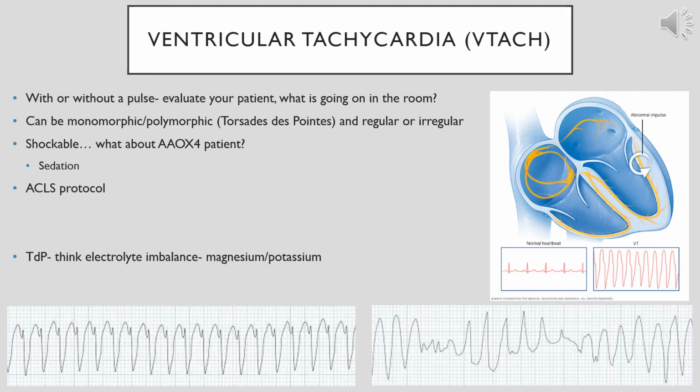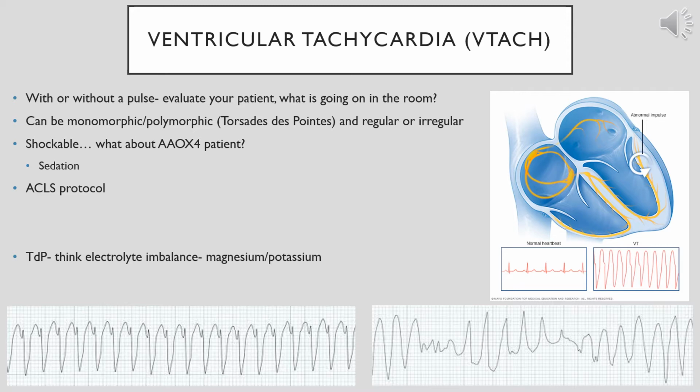also has this added measure where they need magnesium supplementation generally. So whenever you see this large widened VTAC followed by shortened, followed by widened, enlarged, you want to think torsades, magnesium, ACLS all together at the same time.